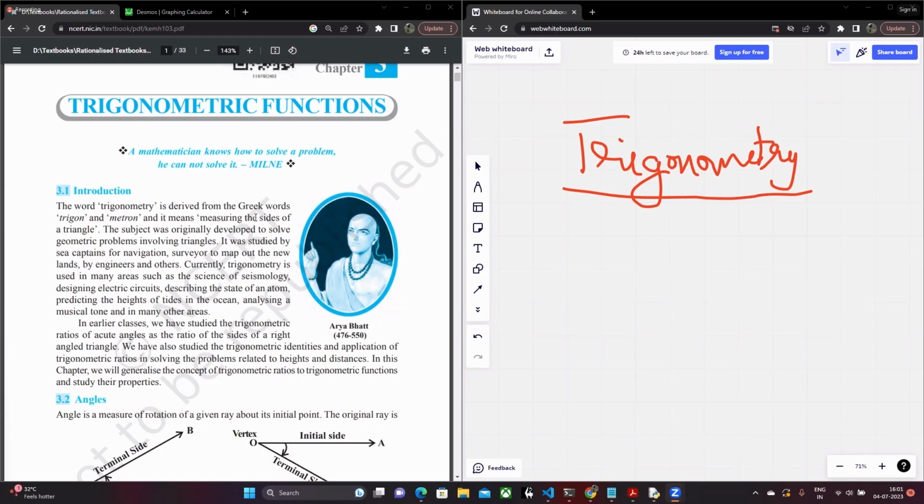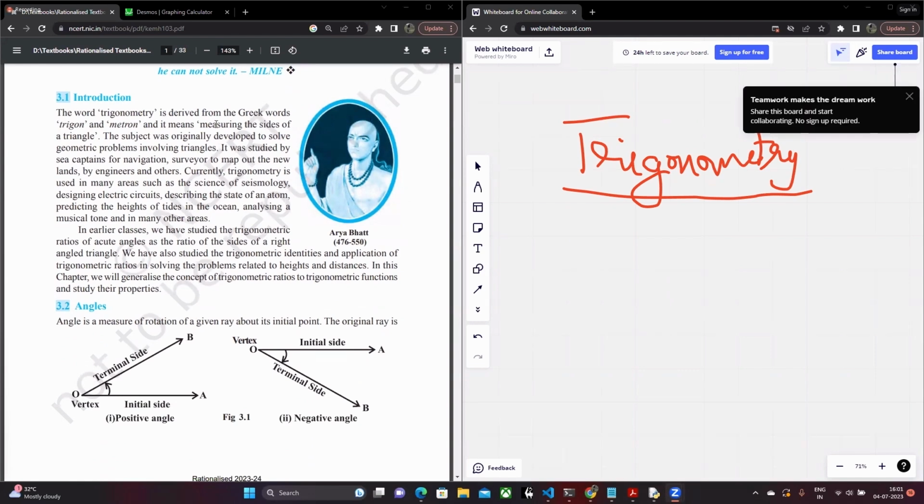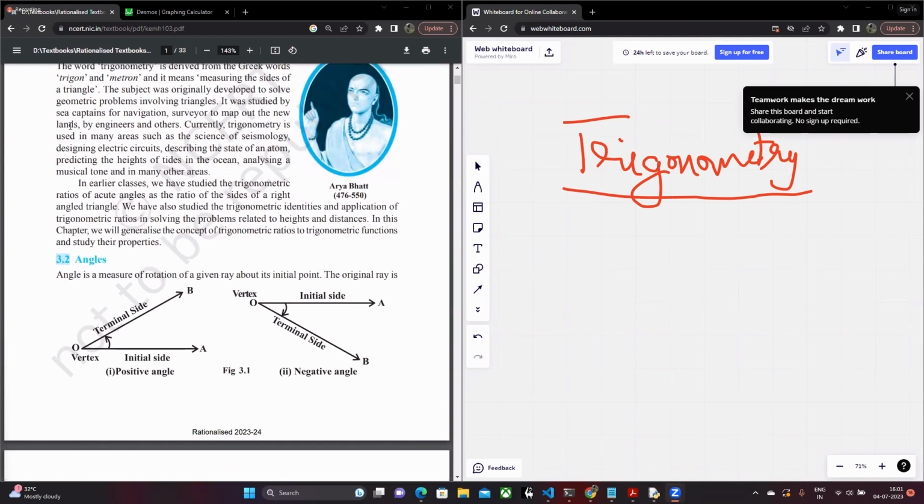In class 10, you learn about what sine, cos, tan are. And here you are going to deal with what their functional forms are, how you use them in functions, how you use them in higher level maths. So again, this is going to be an introduction that trigonometry is derived from measuring the size of a triangle, trigon and metron, Greek words.